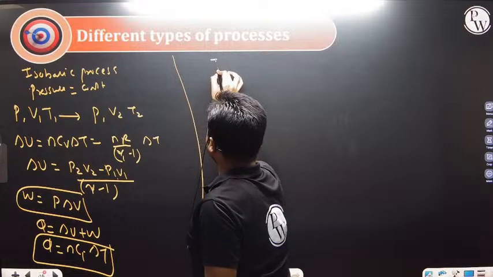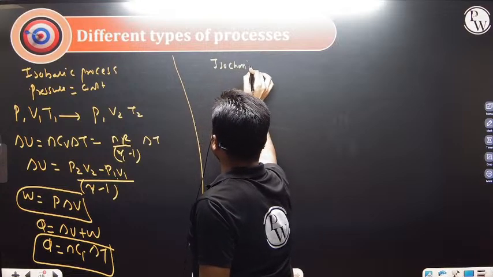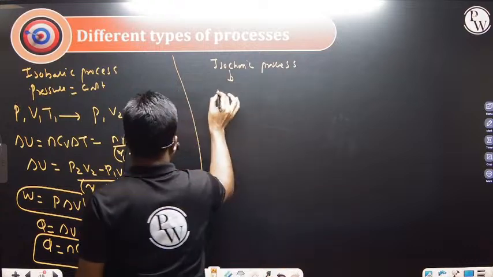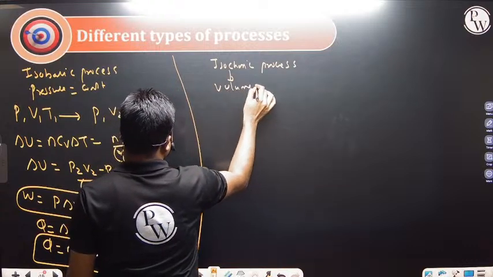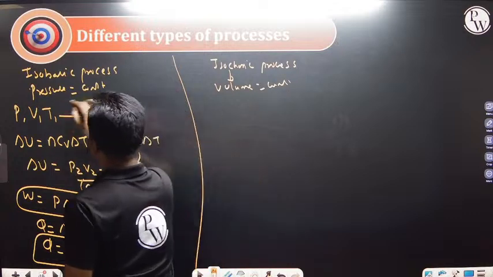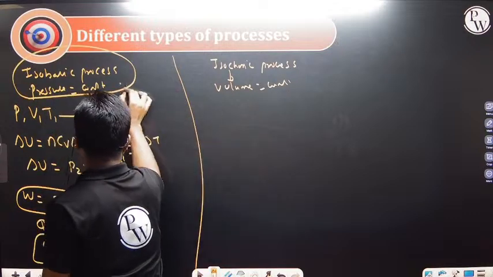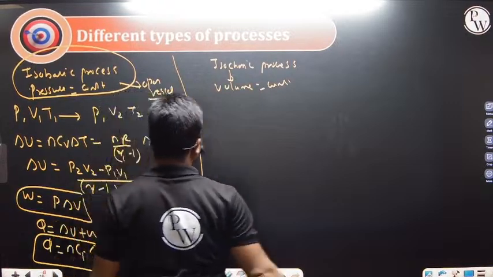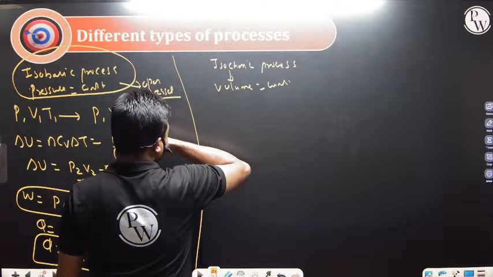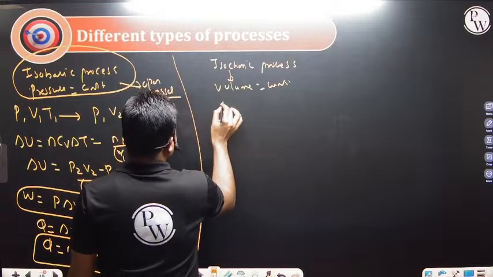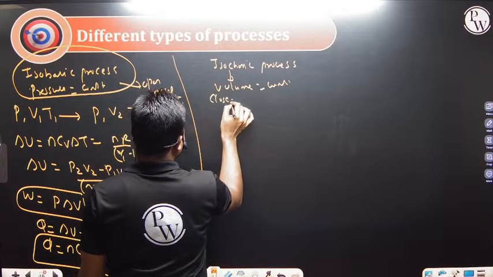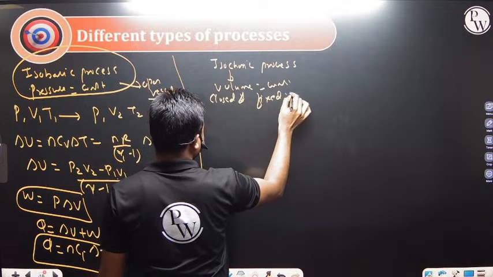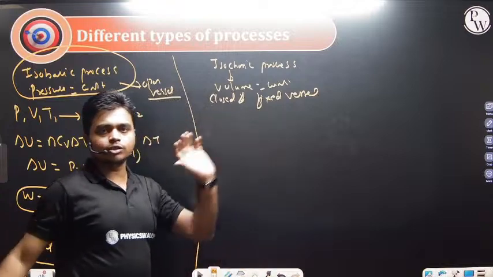Next we have the isochoric process. Isochoric: iso means same, choric means volume. So in this case it is a same-volume process, that is, volume is constant. When the pressure is constant, we call it isobaric process. They will sometimes mention in the question that an open vessel is there. Then the volume is not constant. If the volume is constant, they will mention a closed and fixed vessel. When the vessel is fixed and closed, the volume is constant.